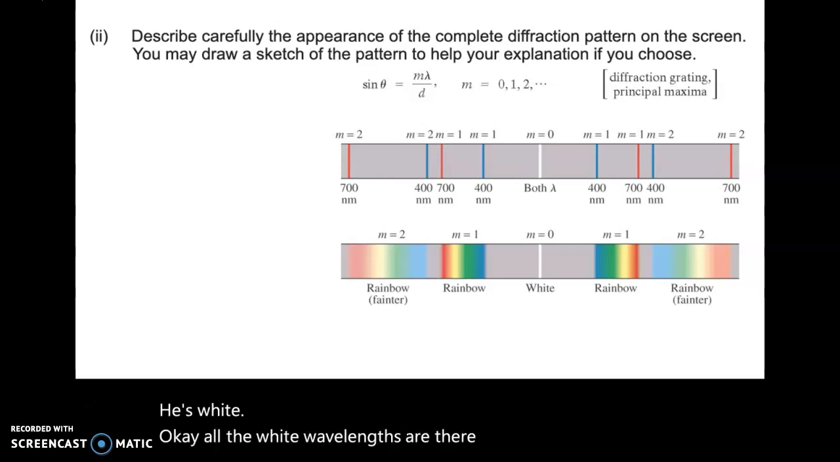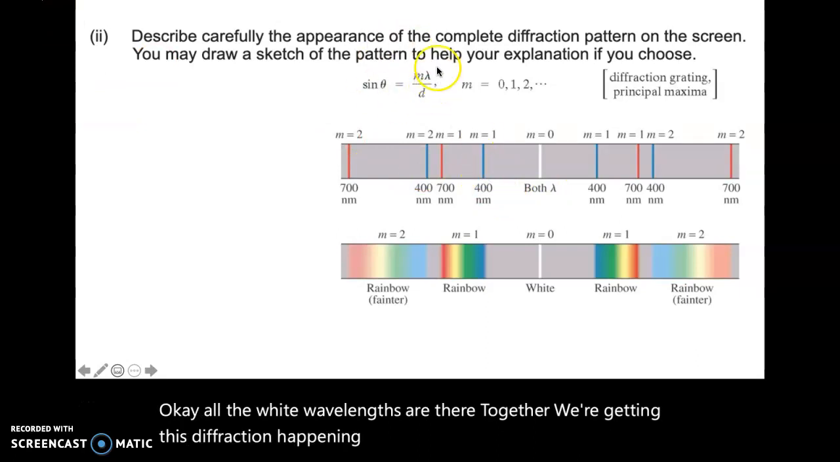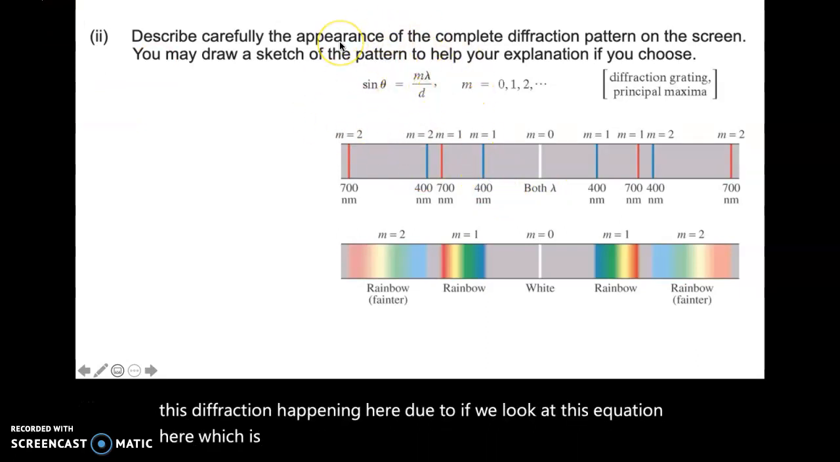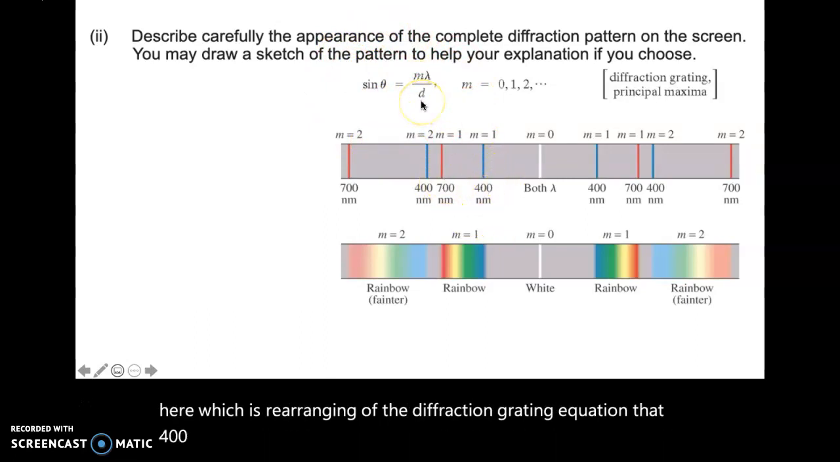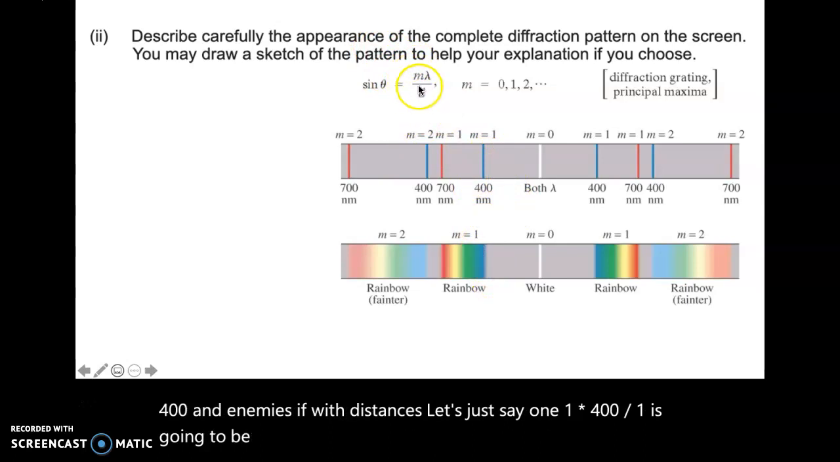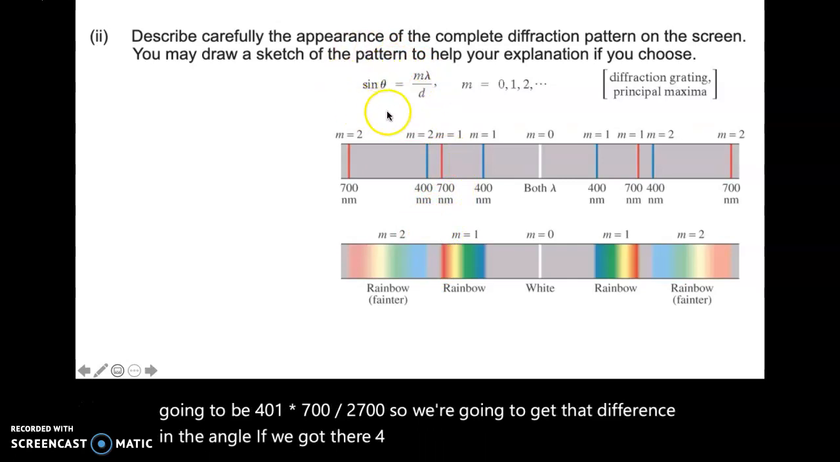We're getting this diffraction happening here due to, if we look at this equation here, which is a rearrangement of the diffraction grating equation, that 400 nanometers, if the distance is, let's just say 1, 1 times 400 divided by 1 is going to be 400. 1 times 700 divided by 1 is going to be 700. So we're going to get that difference in the angle. If we've got the 400 and 700 going into our sine theta, we're going to see that splitting of them.